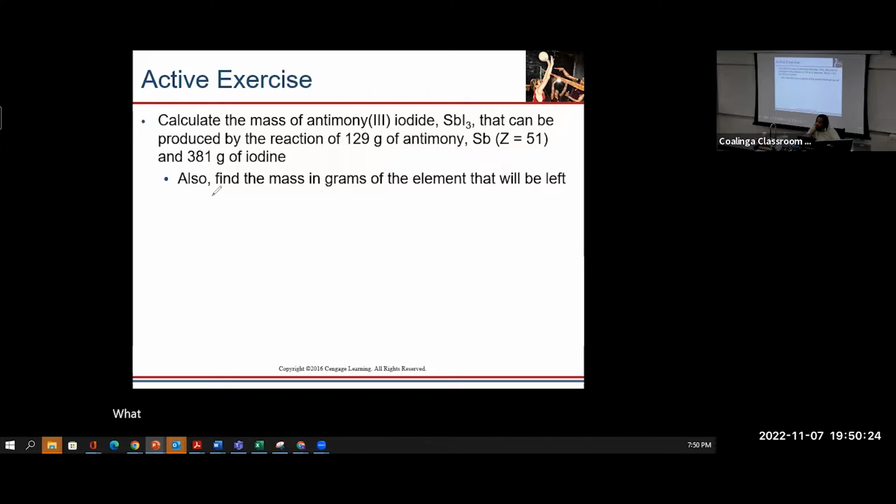Sb plus I goes to SbI. Sb plus I. Okay, is there something that we know about I? Diatomic, so it should be I2, right? And then that's going to go to SbI3. You guys seeing that? Is it balanced? Or do we need to balance it?